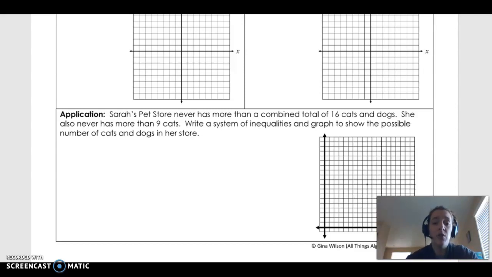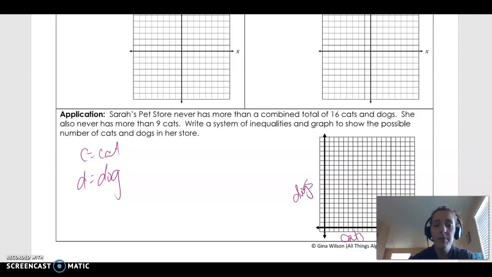Sarah's pet store never has more than a combined total of 16 cats and dogs. First off, we always want to come up with our variables. I'm going to have C be cat and D be dog, just so that I can keep them straight in my mind. I'm going to go ahead and label them on my graph. I've got my C axis. I'm going to call my X axis my C, so this will be cats and this will be dogs. As long as I can graph it and label it, then I'm okay.